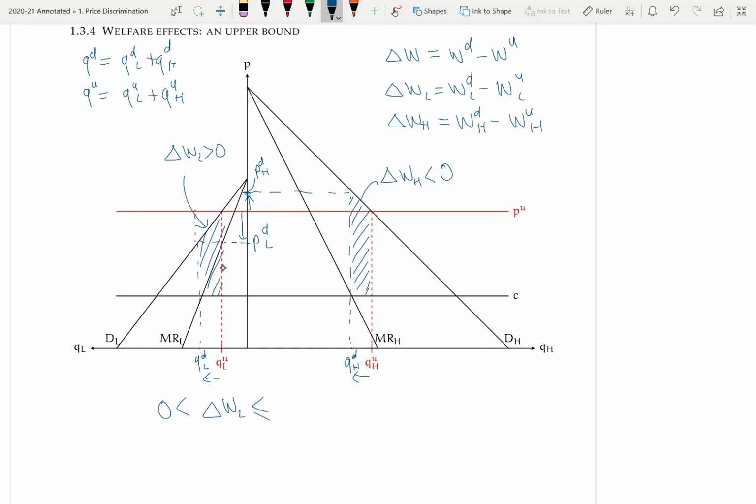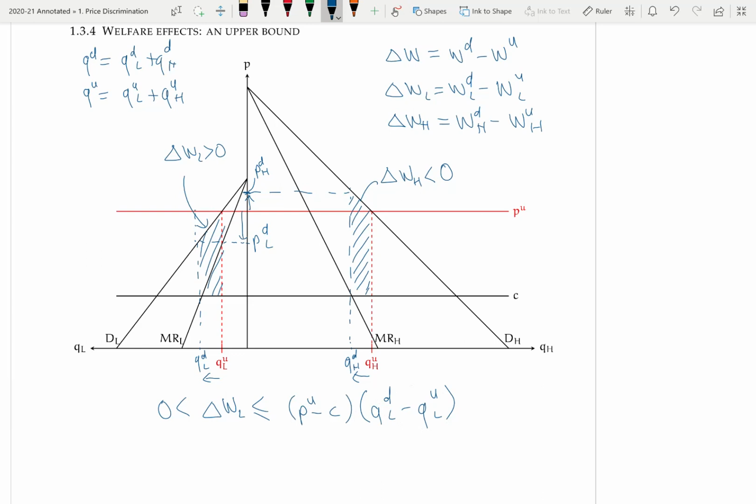So let's think about this rectangle. We need its height and its width. Its height is PU minus C, the difference between the uniform price and the marginal cost. And then the width is going to be the difference between these two quantities, the quantity under price discrimination and the quantity under uniform pricing. So we know that the change in welfare in market L is going to be less than the price minus the marginal cost times the change in quantity.